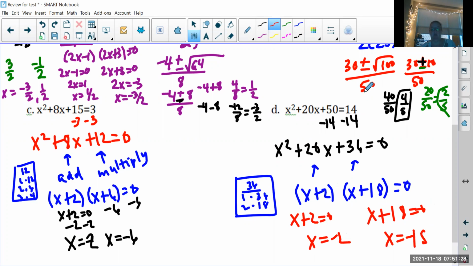All right, and my light just turned out. But that's how you do it. Make sure again that you use at least 2 different methods for those 4 different problems because you will have to do that on your test.